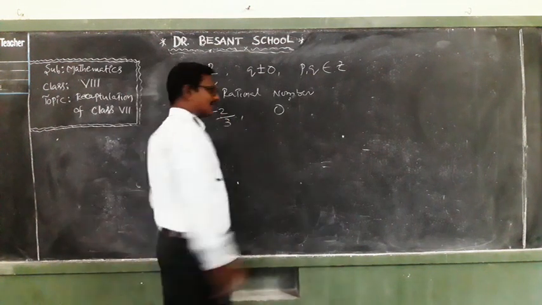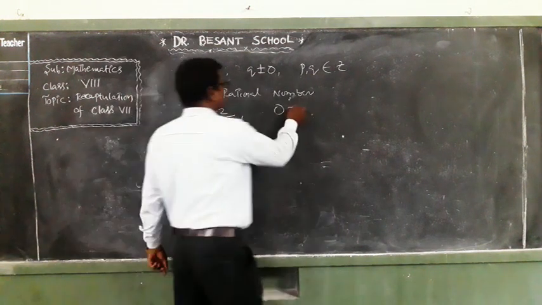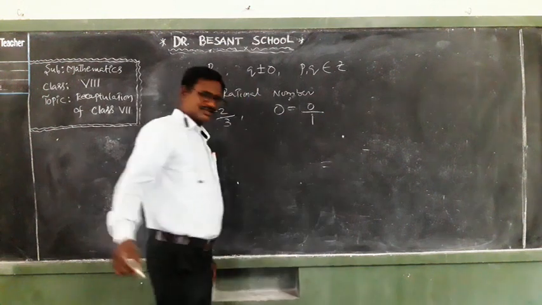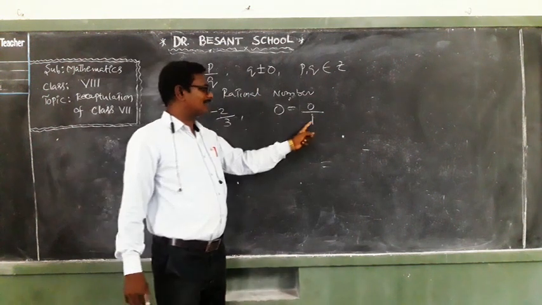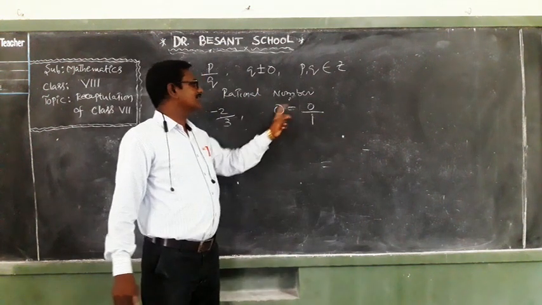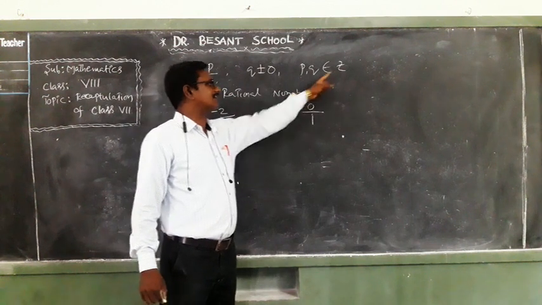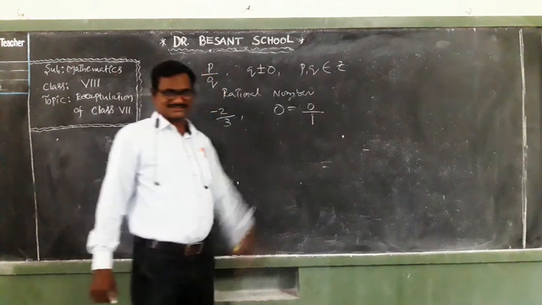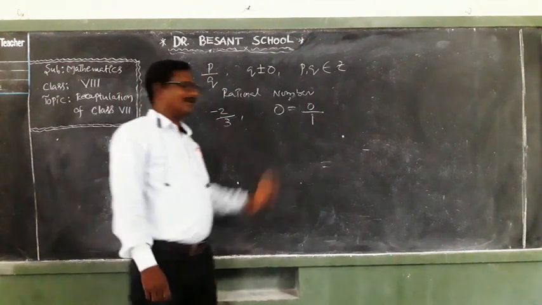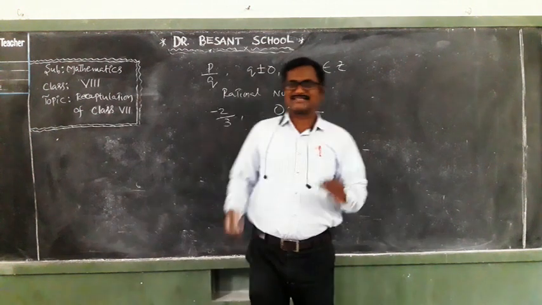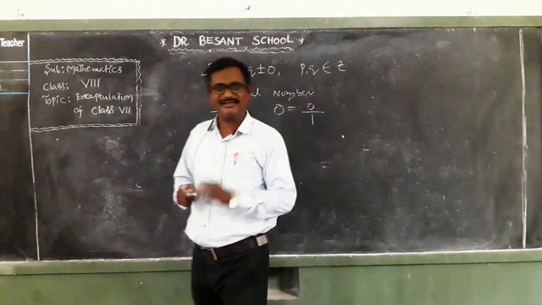So even 0 is also a rational number. Why? Because 0 can be written as 0 by 1. So 0 is a rational number, where p, q belong to Z: 0, 1 are integers. Okay, 0 is a rational number. And also we learned in our previous class how to represent rational numbers on the number line.